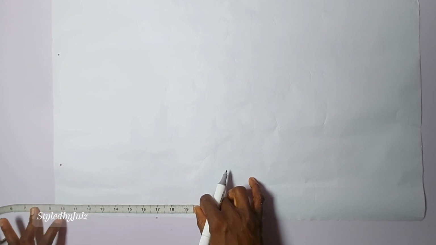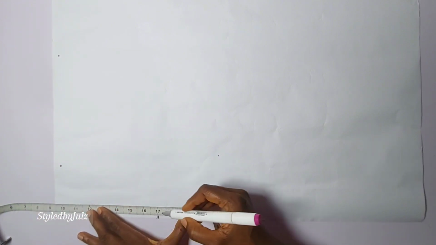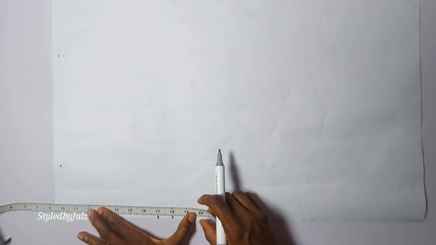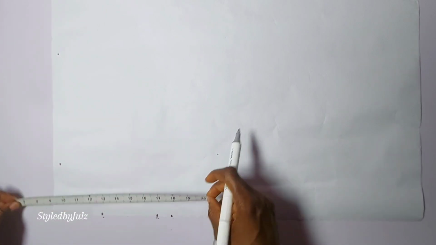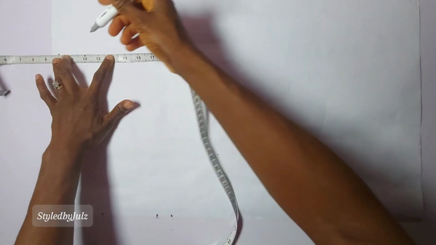So I'm just placing my tape on that 10-inch point there. And then the next measurement I'll be taking is my under bust measurement, which is 13 inches. So you mark as it applies to you. And then where I want my under bust corset to end, 17 inches, and then 1 inch for allowance. So now I'm just going to extend this line to the other side of the paper.